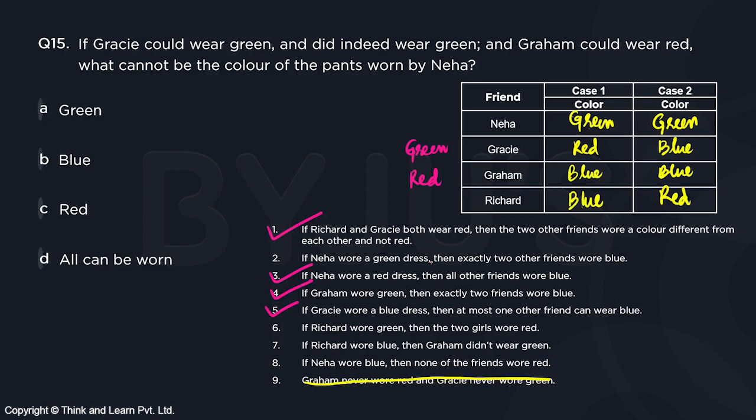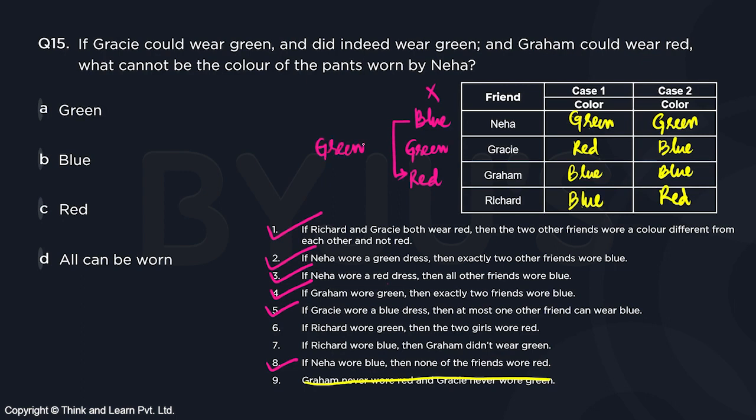If Neha wears a green dress, then exactly two other friends wear blue. This is also taken care of. That means Neha doesn't wear red or green. That means Neha wears a blue colored dress. If Neha wears blue, then none of the friends wear red. Using the eighth statement, we can say that this is a contradiction. So we can't have this scenario.